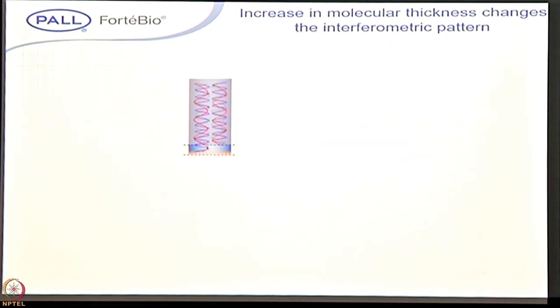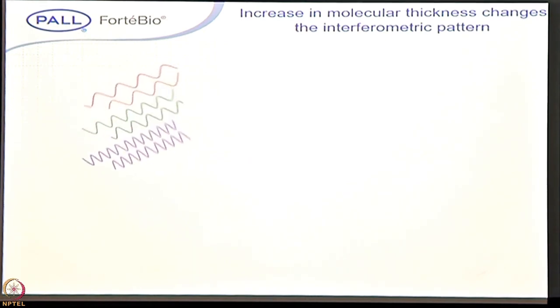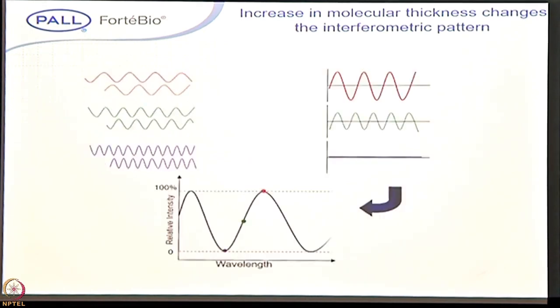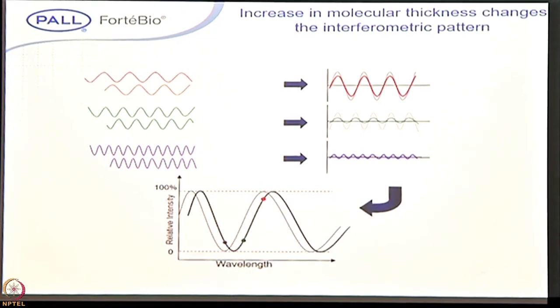So what happens when the same sensor is dipped into the corresponding binding partner? Earlier there was only light reflecting from the blue colored layer. Now you can see there is one more, orange layer, and light is reflecting from the orange layer as well. Once again, if you look at all these waves, earlier the plot was like this. As the molecule starts binding to the sensor surface, you can see there is a shift in the interference pattern.